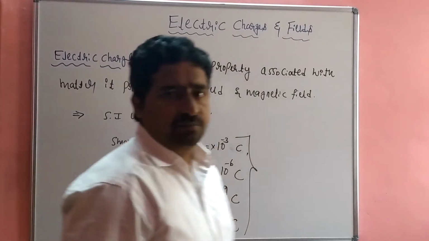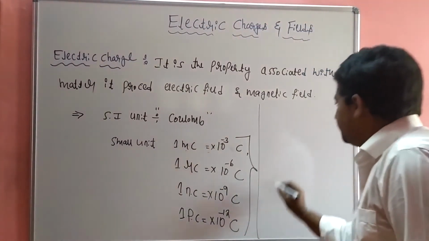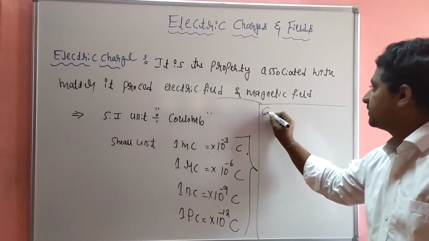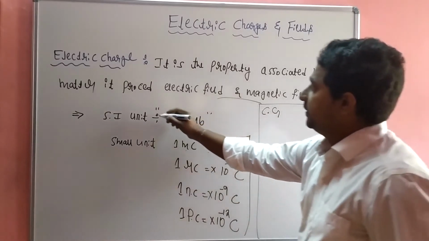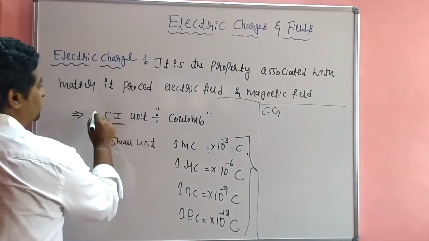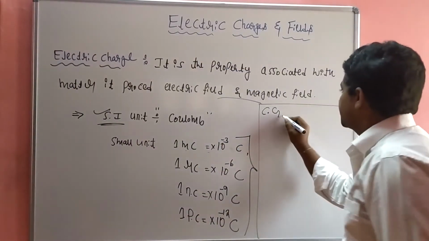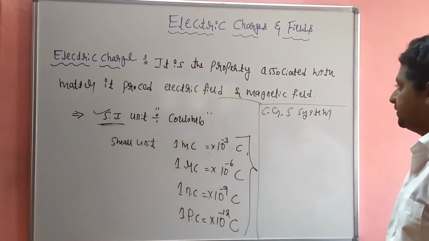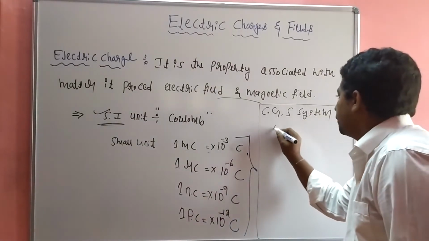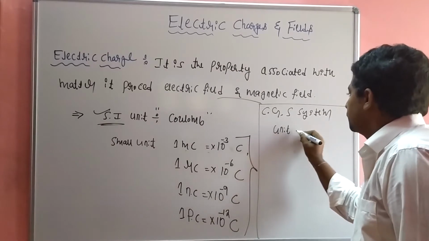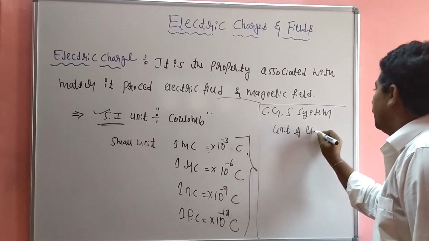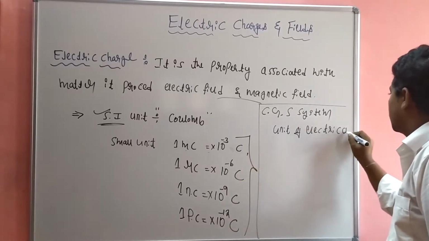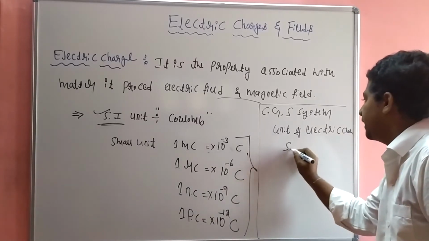So this is the SI system. In the CGS system, the unit of electric charge is the stat coulomb.